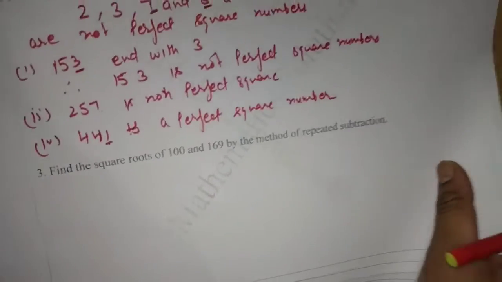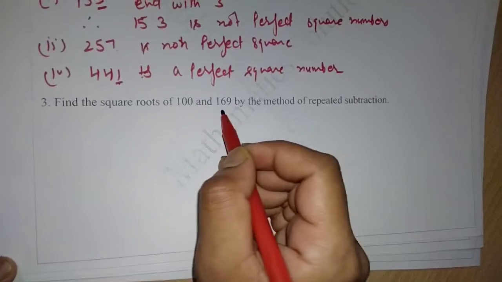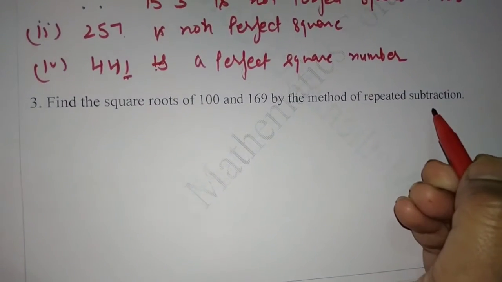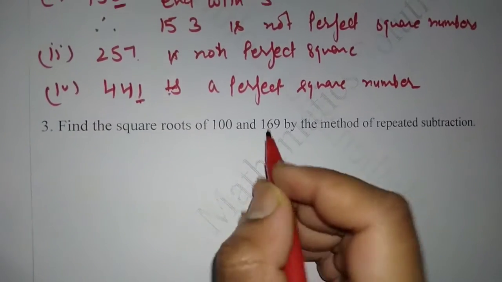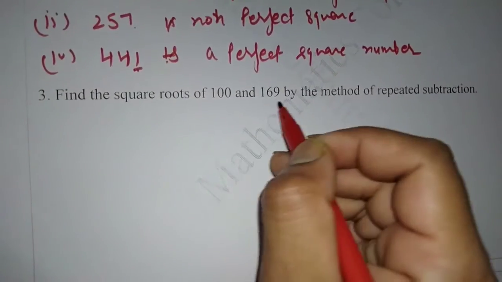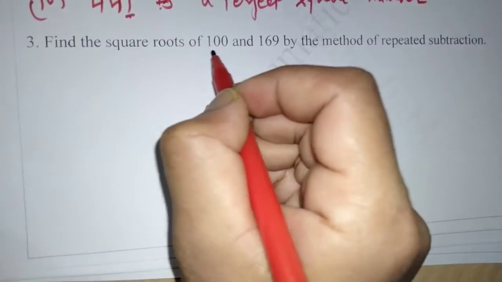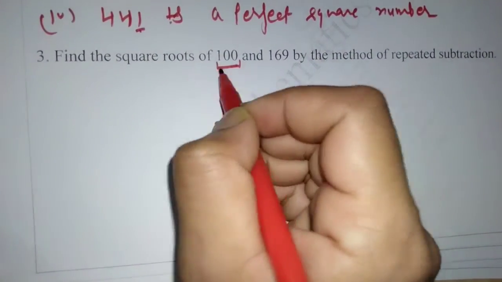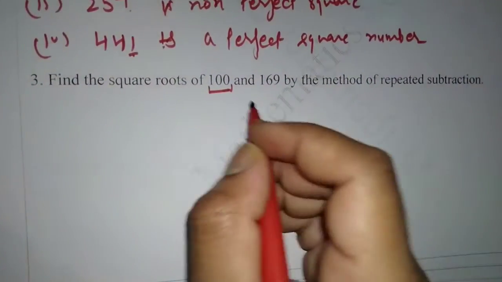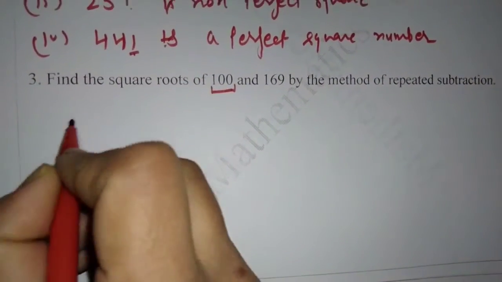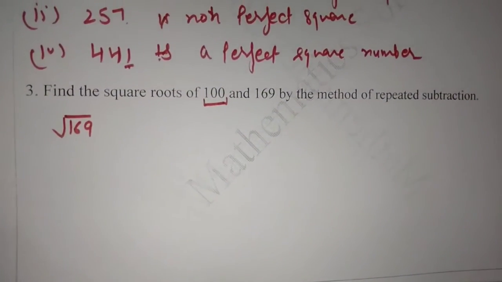Now move to question number 3. Question number 3 is, find the square root of 100 and 169 by the repeated subtraction method. If you remember my previous video, I already told you how to find the square root of a perfect square number with the help of the repeated subtraction method. I found the square root of 100 in my previous video by repeated subtraction. So let's once again revise this method and find the square root of 169 by repeated subtraction.